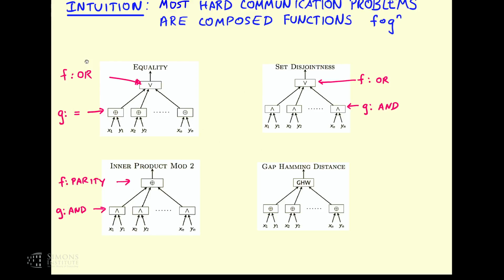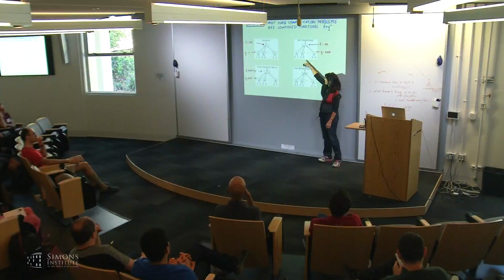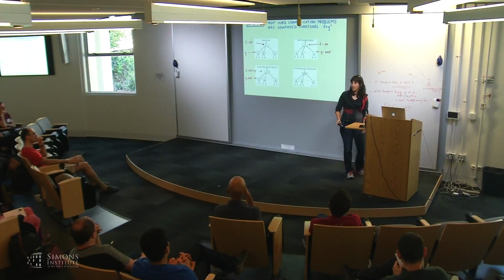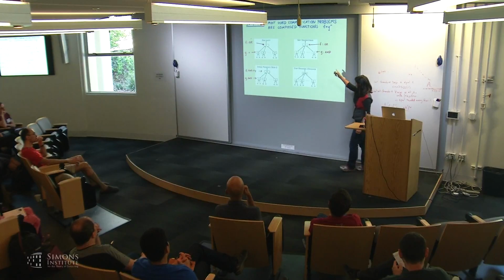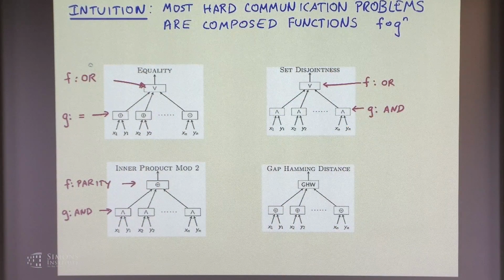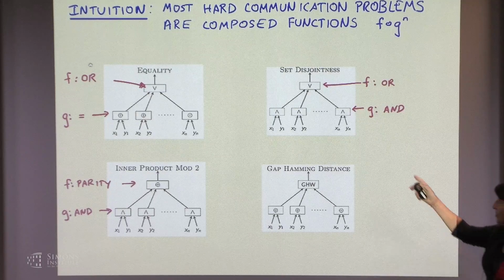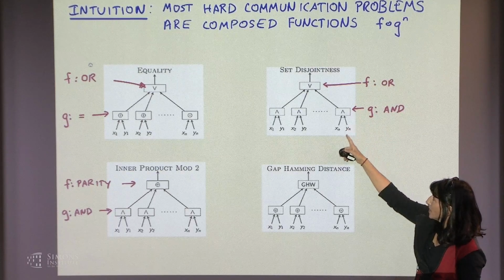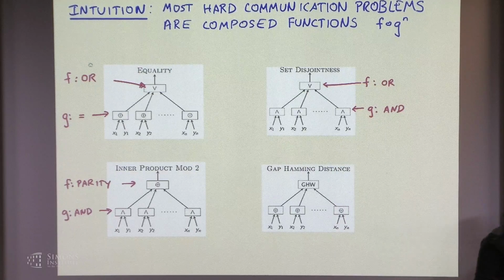And f I'll always use to refer to the top function, and it'll have n wires feeding into it, and at the bottom you'll have repeated copies of a gadget g applied to disjoint inputs, and we like the inputs to g to be as small as possible. Oh, and one thing that's important is in the communication problem, for each copy of the gadget, the inputs to the gadget will be partitioned into 2 pieces, so Alice gets half and Bob gets half.